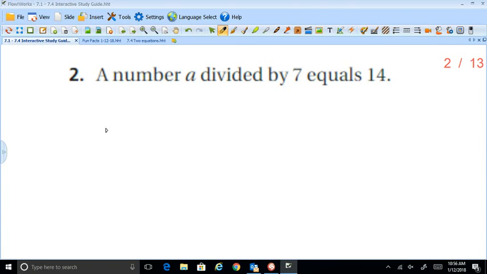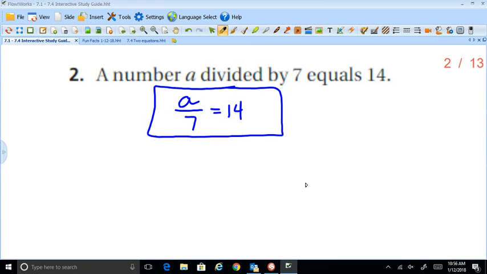Number 2, a number a divided by 7 equals 14. So if we put a over 7, it needs to equal 14. And that's it right there. So again, we are not solving it, we're just writing it as an equation.